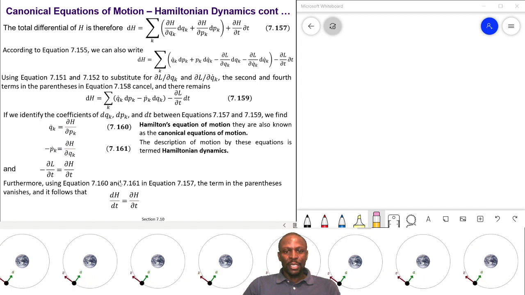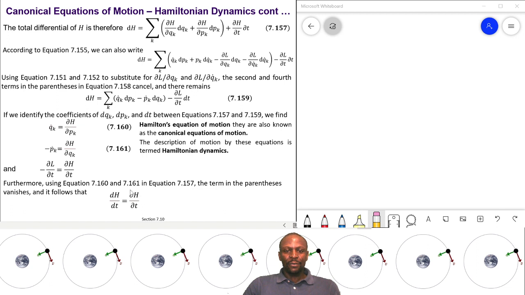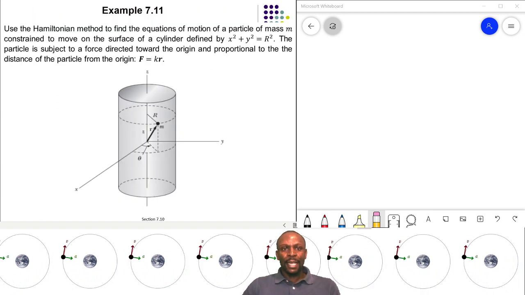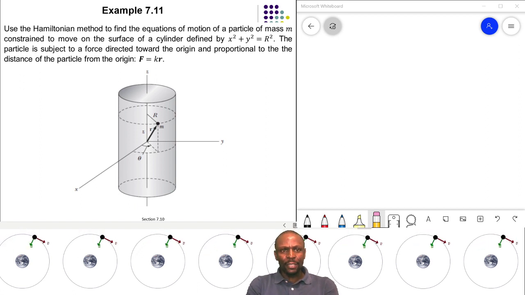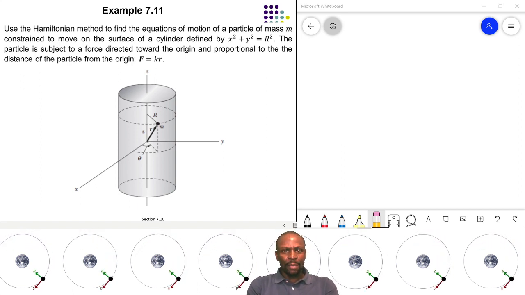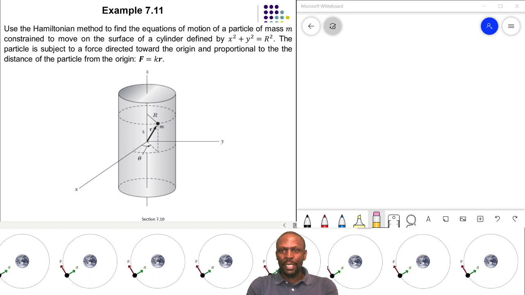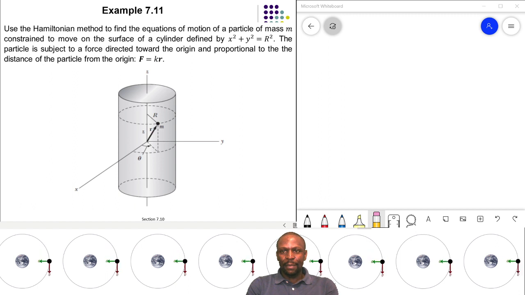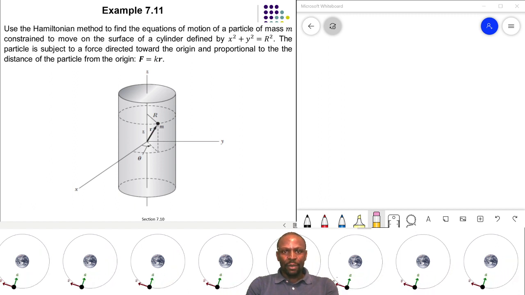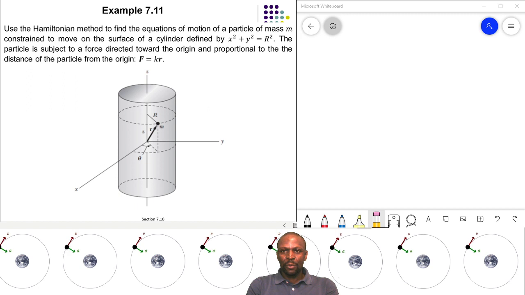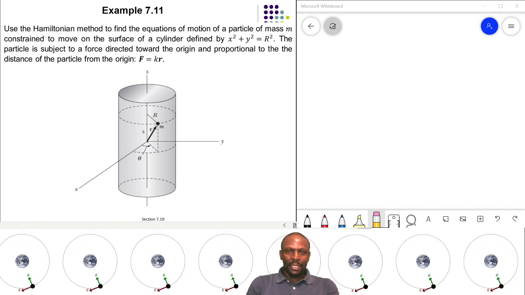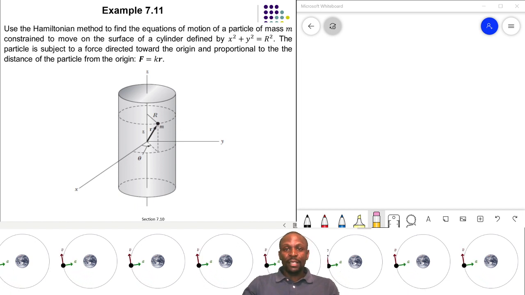Now, further using this equation and the other equation, we will just find this equation here. Right. Now, as a last example, let us just do this very last example. Use the Hamiltonian method to find the equation of motion of a particle of mass m constrained to move on the surface of the cylinder defined by that. The particle is subjected to a force directed towards the origin and proportional to the distance of the particle from the origin, and then you are just given the force there.